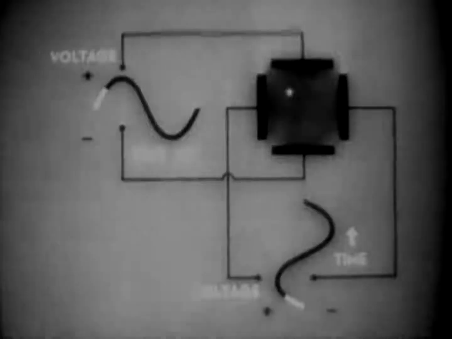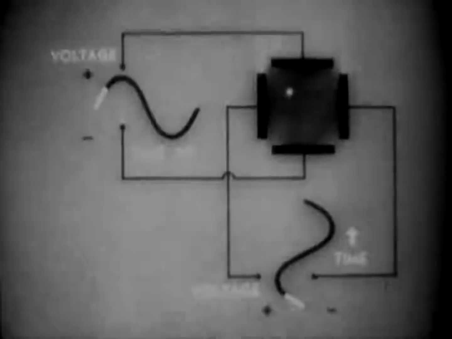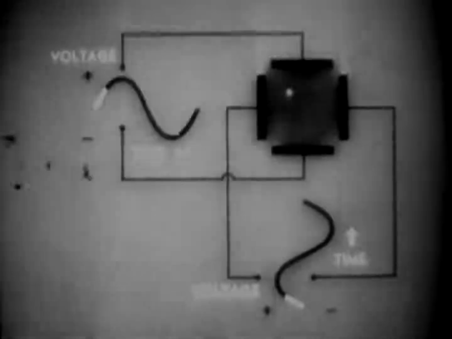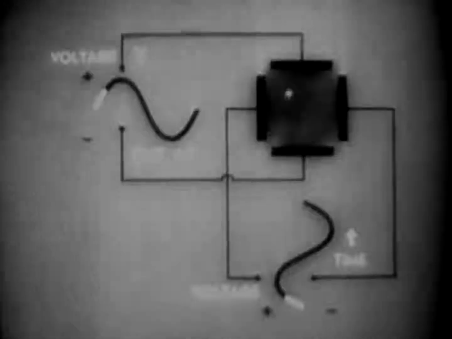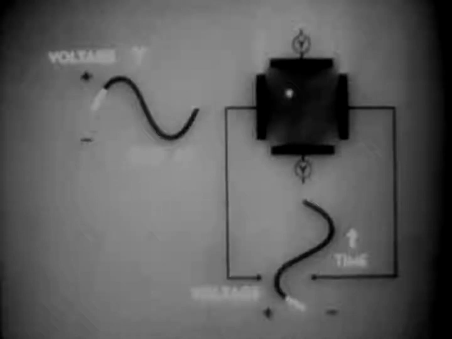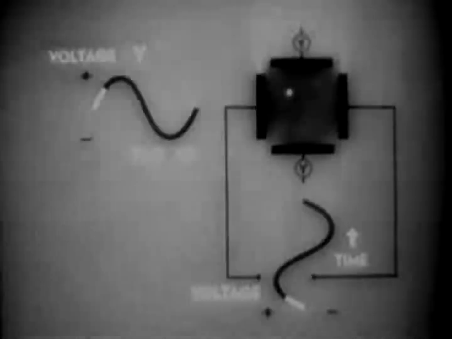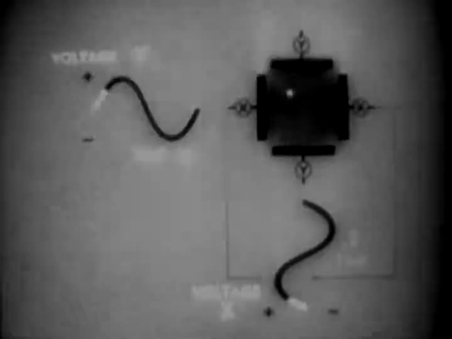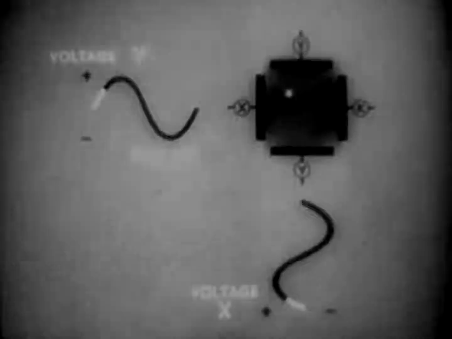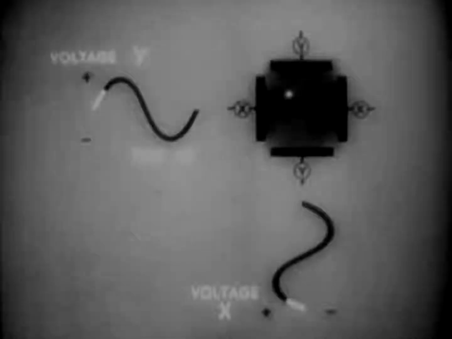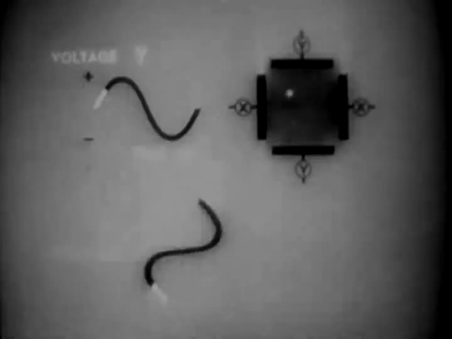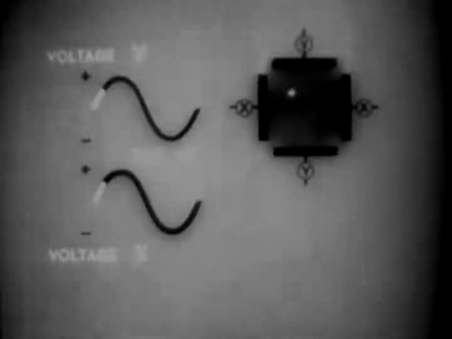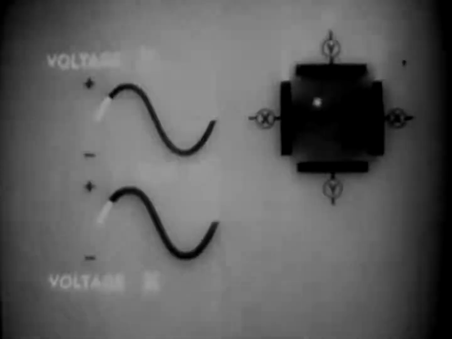To simplify the diagram, let's call the voltage applied to the vertical deflecting plates Y, and we'll label the vertical deflecting plates Y. We'll call the voltage on the horizontal plates X, and label its plates X. Now, since these voltages are going to be applied simultaneously, we can watch them more easily if we put one below the other. And to compare the movement of the voltages at any one instant, we'll put a grid over them.